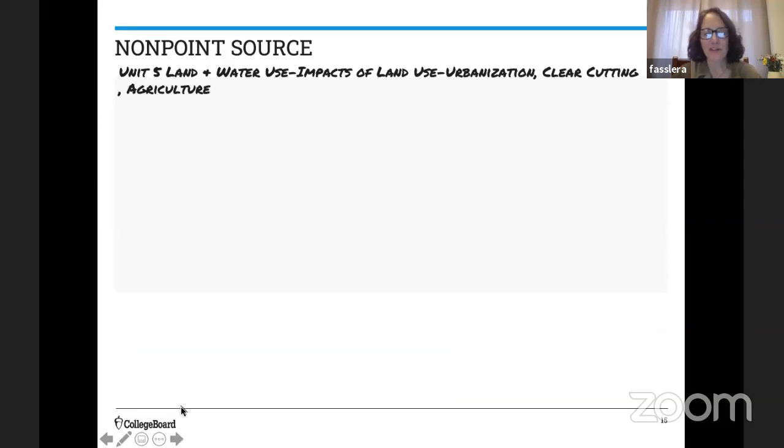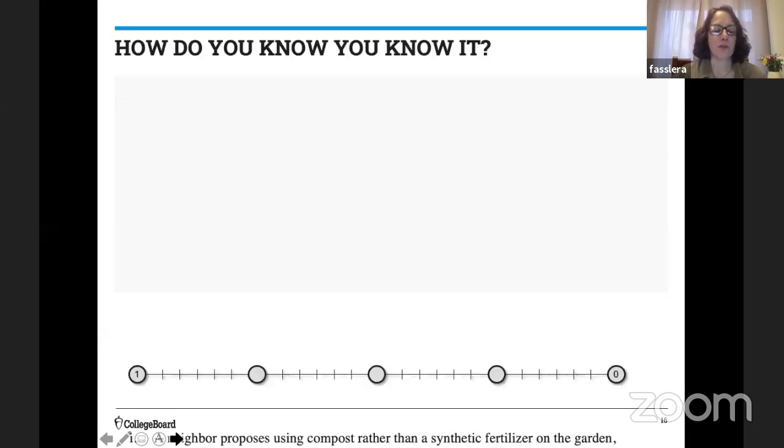So they took some of our pictures out that we had used tonight. You have a big blank slide, but just in your head, go back to Unit 5 and think about all those land use practices and how what we do on the land, clear cutting, urbanization, large scale agriculture, could ultimately impact the quality of water through point and non-point sources of pollution.